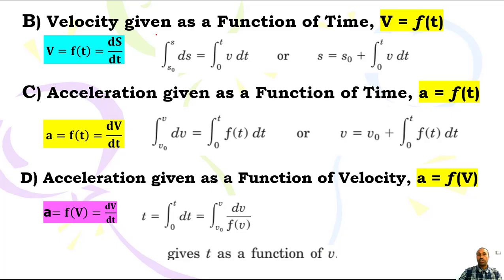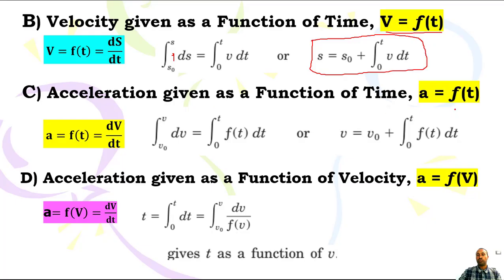Second, velocity given as a function of time. If you are given velocity as a function of time, then velocity is nothing but ds by dt, the derivative of distance with respect to t. Then if you crisscross, the integral from s naught, the initial, up to s of ds is equal to the integral from 0 up to t of v dt. Then after rearranging, you have s minus s naught. After integrating, you will get s, and this will be this equation. So if you are given velocity as a function of time, you can use this equation to calculate s.